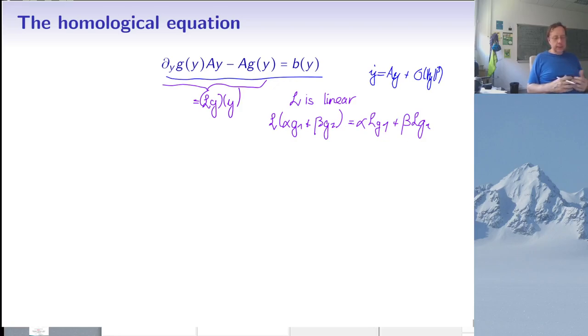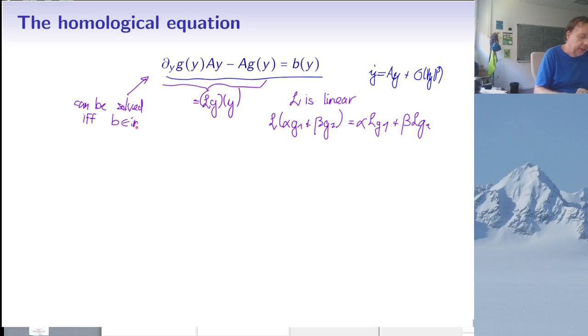So since L is linear, this is actually a problem in linear algebra. So this equation here can be solved if and only if B belongs to the image of L. So the image of L is the set of all possible functions that we can get by applying L to a certain function g. And if B is in that image, we can solve the equation. And if B is not in the image, we can try to decompose it in a part which is in the image and some complementary part. And we will be able to remove the part which is in the image. So we have to understand what this image looks like.